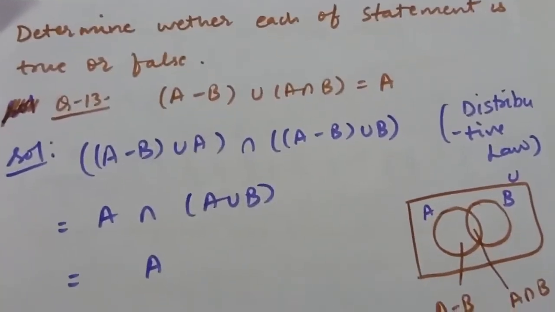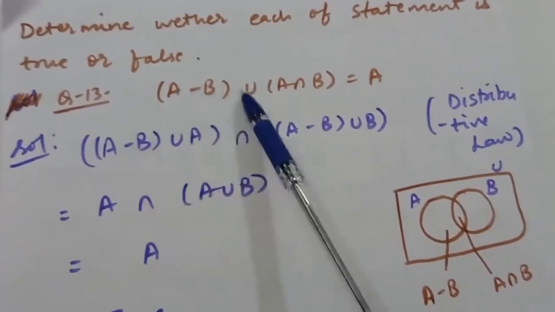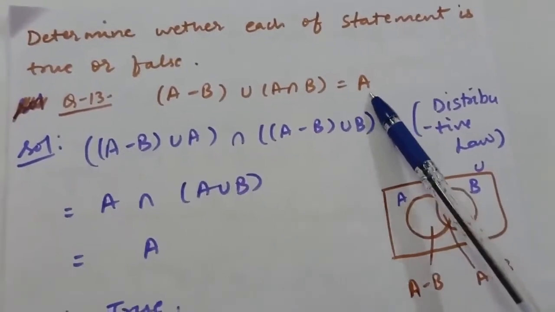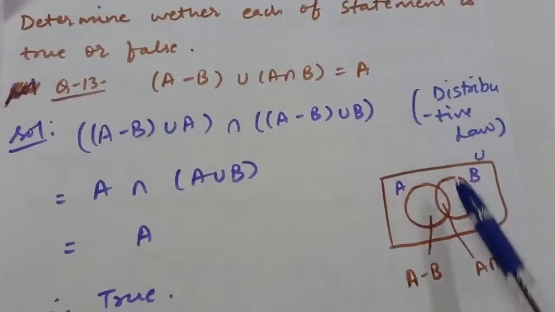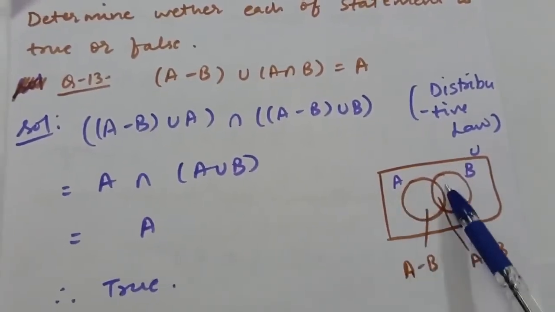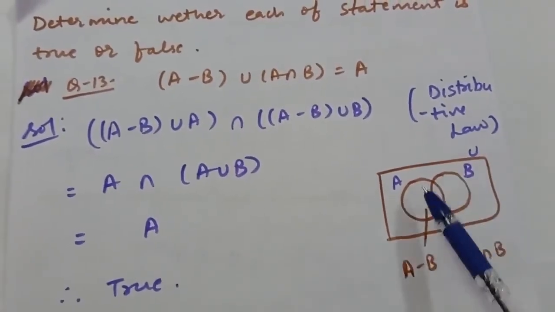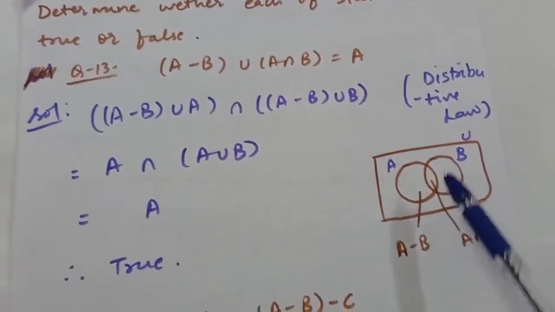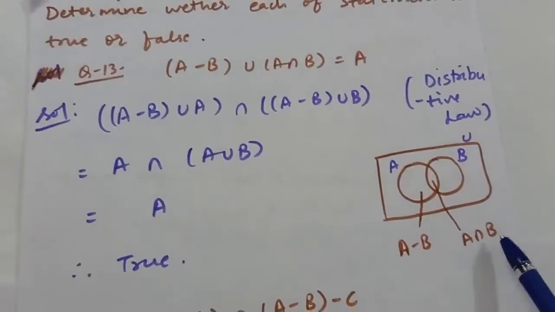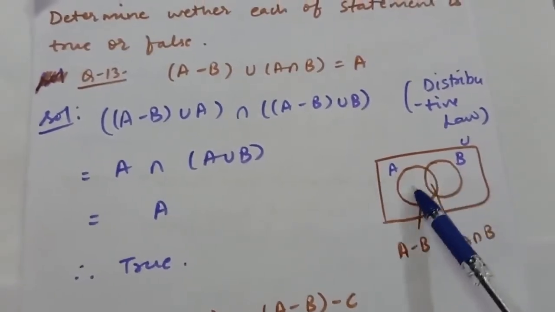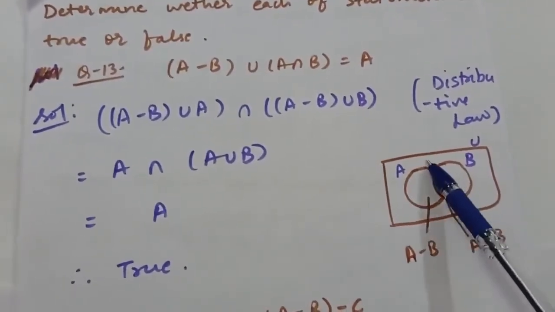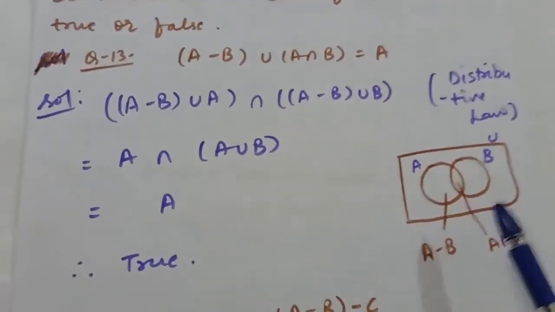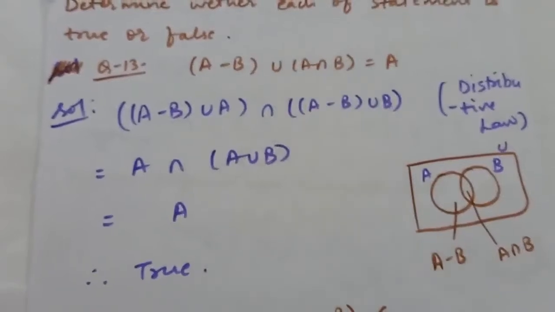So, question 13 is that (A minus B) union (A intersection B) is equal to A. So you can check it by using a Venn diagram. See, this is the set A, this is set B. Now this portion only is A minus B, that is only A, and this portion is A intersection B, and the union of these two portions is the set A, right? So now by the Venn diagram we know that this is a true statement, right?